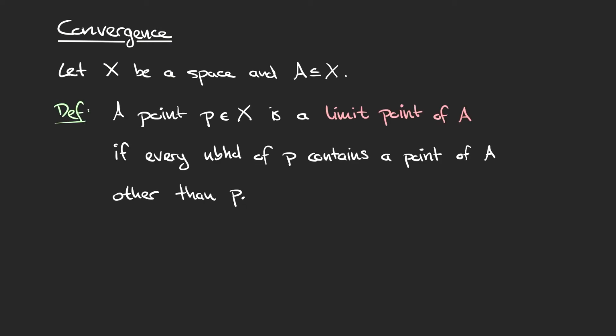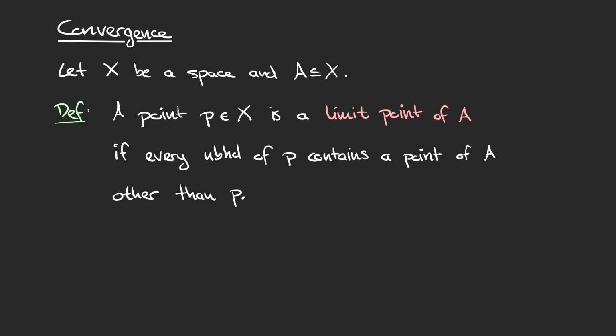Let's get started with our first definition. Suppose that X is a topological space and A is some subset of that space. In that case, we call a point P in X a limit point of A if every neighborhood of P contains a point of A other than P itself. Remember that a neighborhood of a point is defined just to be an open set that contains that point.